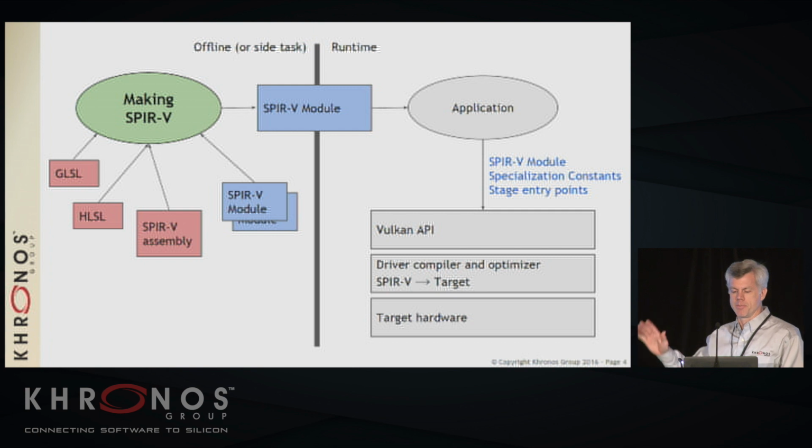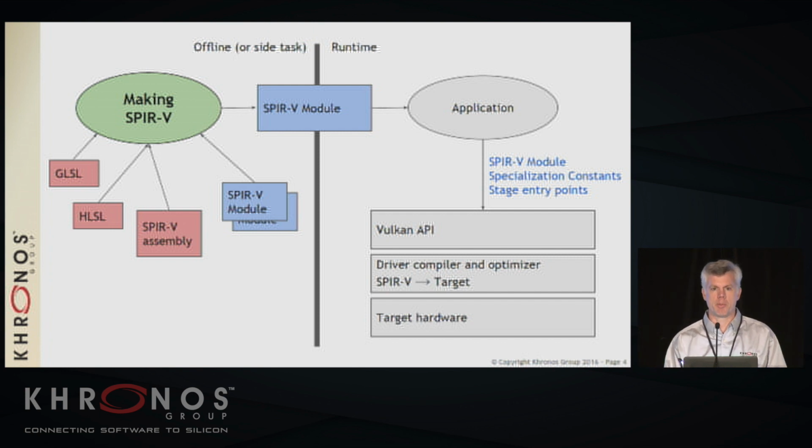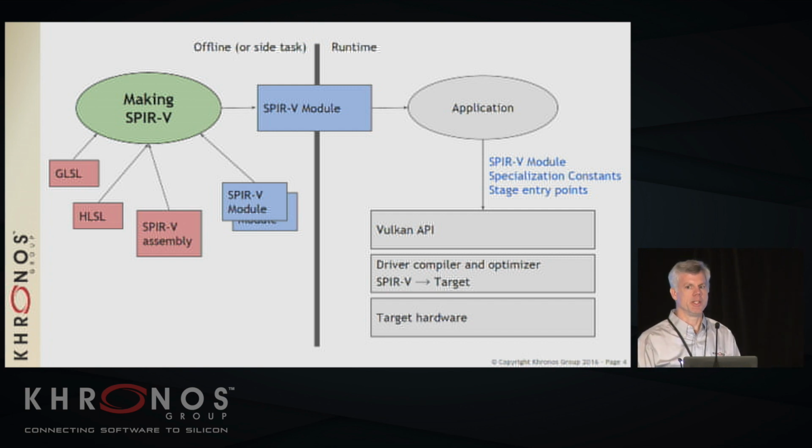I'm going to start on the lower right part of the picture here, offline or online, but not part of the Vulkan API. You can start with a variety of high-level languages, GLSL, HLSL, or even SPIR-V assembly. And we have compilers and assemblers that can translate these into the SPIR-V binary form. You can also take existing SPIR-V modules and translate or transform them to other SPIR-V modules to create a SPIR-V module which would ship with your application.